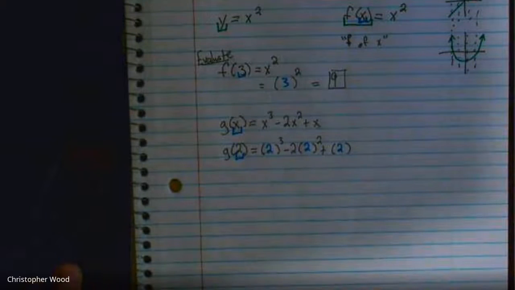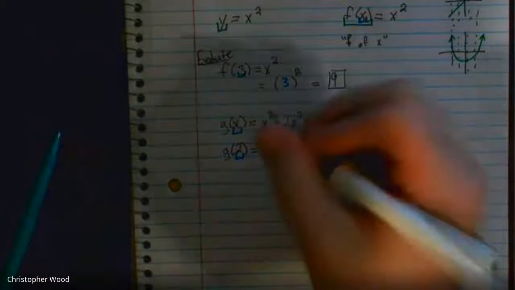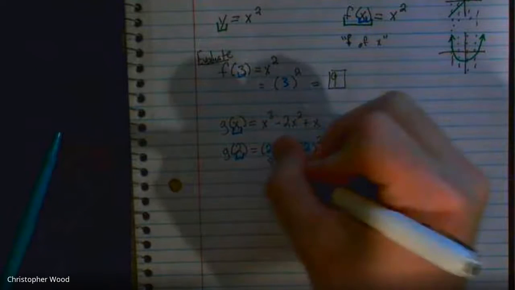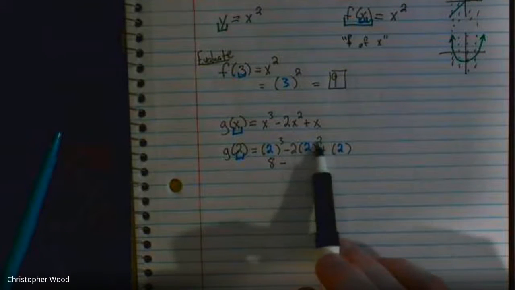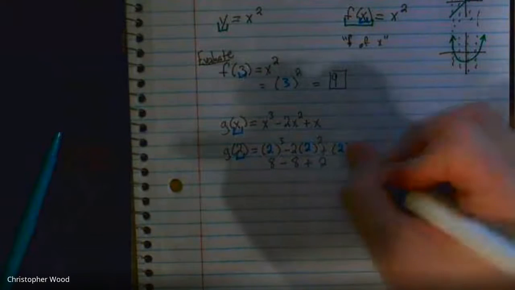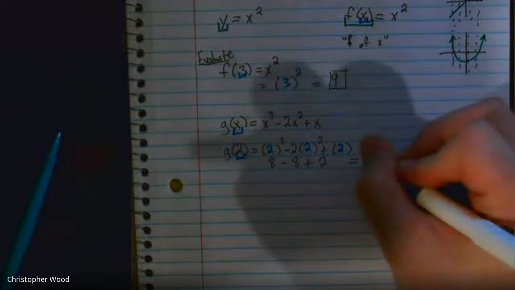And now I'm going to evaluate this. So 2 to the third power is 8 minus. Order of operations tells me to do exponents before I multiply. So I've got 2 squared. Right, 2 squared is 4. Times 2 is 8. So I get another 8 here. Plus, this is just 2. So I end up getting a 2.